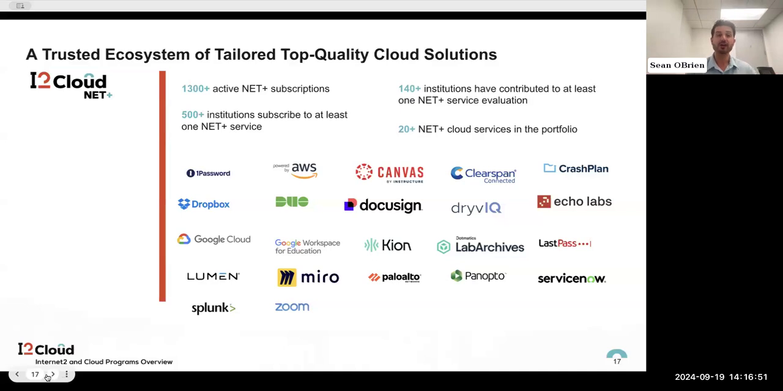One of the things I'll note on this slide is we really do try to keep the Net Plus portfolio around 25 services. We're really focused not on the quantity of services that we can bring forward, but really the quality of services we can bring forward, so we can have a deep strategic relationship with both our community and the service providers as well.